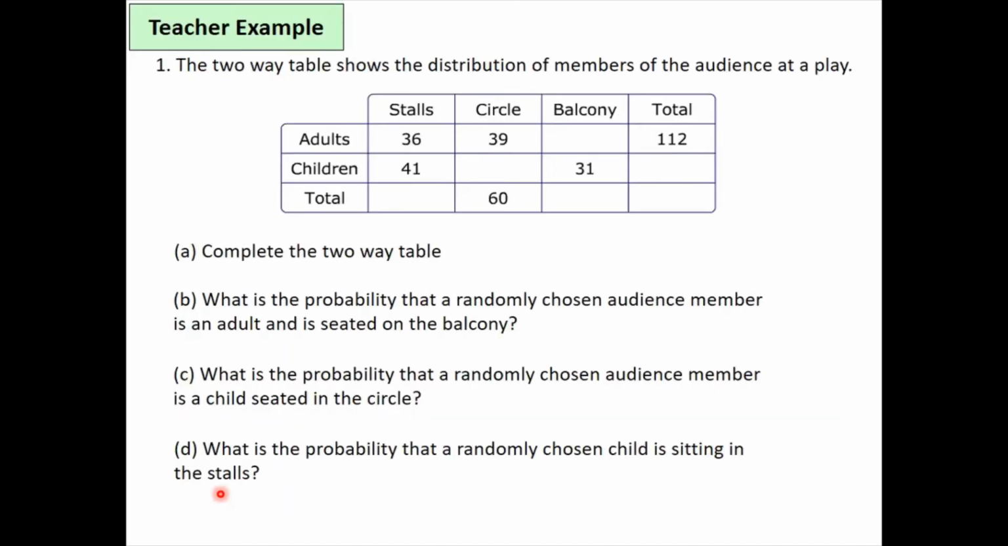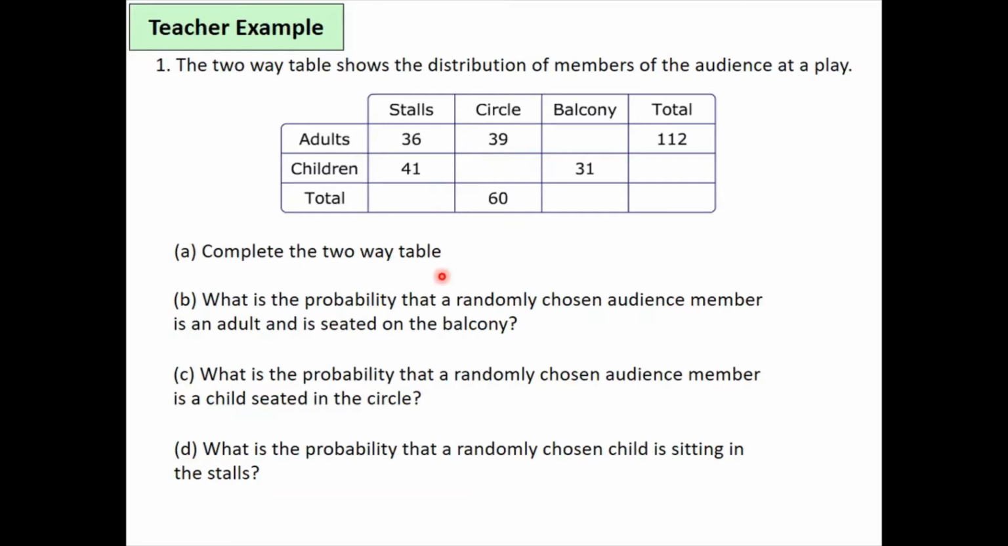Here is a two-way table which shows the distribution of members of an audience at a play. As you'll be aware from your studies in English, there are different places you can sit in a traditional theatre. There are stalls, circle and balcony. And in this case, there are two types of audience member: adults and children. So the first thing is to complete the two-way table. You can do that using what we learned yesterday.